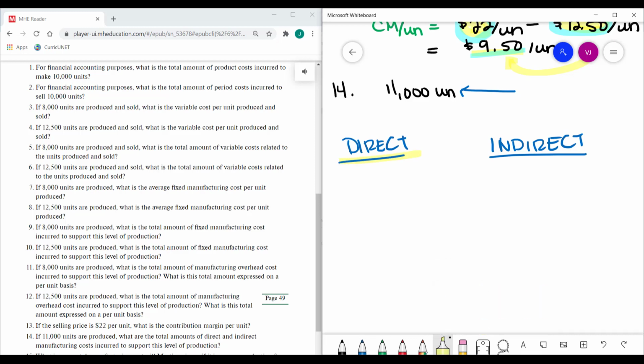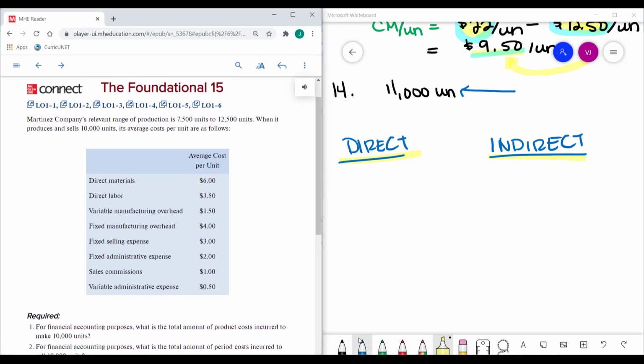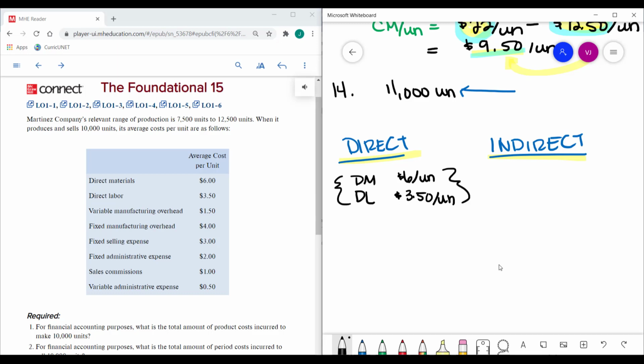Okay, so let's start with our direct costs. This one's the easier one, right? Because the direct costs have the word direct in them, right? So we have direct materials and direct labor. But both of these are given on a per unit basis, right? We know the direct materials is $6 a unit, and the direct labor is $3.50 a unit. So we want to take this together and find out what the total direct costs or total direct manufacturing costs are.